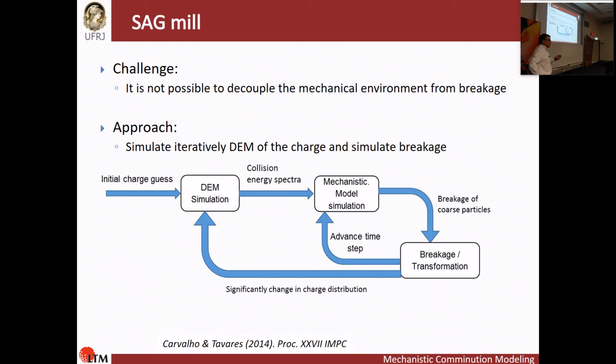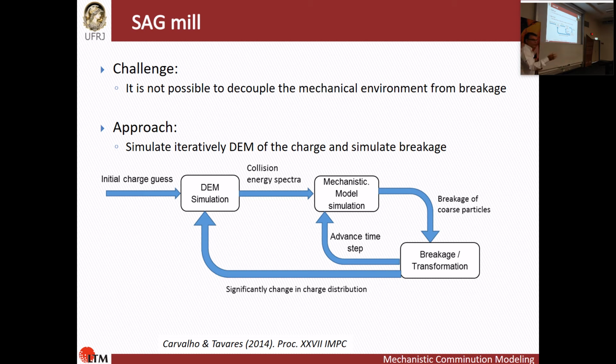But of course, we got even greedier and tried to tackle problems that in industry are much tougher, which is obviously the case of the SAG mill. For the SAG mill, the traditional population balance model has a really tough time dealing with all the complexities of both the grinding media and the ore transferring energy. So a PhD student, Rodrigo, did this work of coming up with a method of iteratively simulating DEM, then using the breakage model, and then going back and doing another simulation, just to get away from having particles breaking inside the DEM.